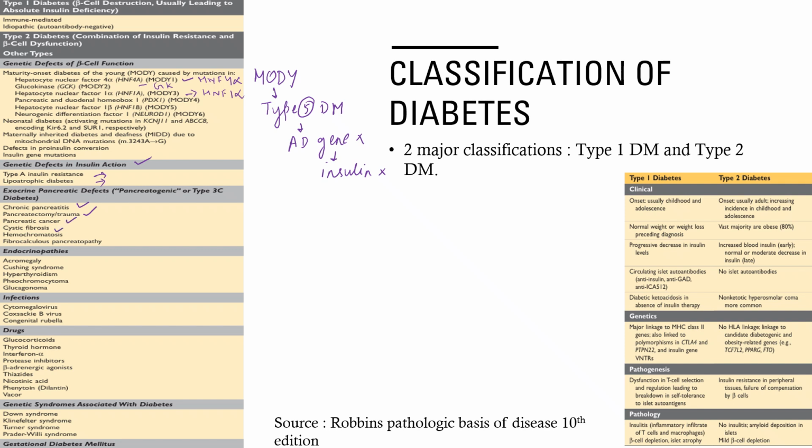There are also different sorts of endocrinopathies which lead to diabetes, like acromegaly, Cushing syndrome, hyperthyroidism, and pheochromocytoma. Infections like cytomegalovirus and Coxsackie B virus, and drugs like glucocorticoids, thyroid hormones, interferon alpha, thiazides, etc. Genetic syndromes like Down syndrome, Klinefelter and Turner syndrome will also lead to diabetes mellitus.